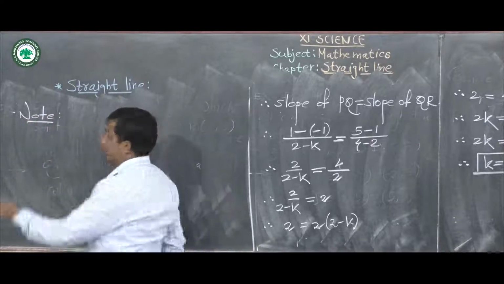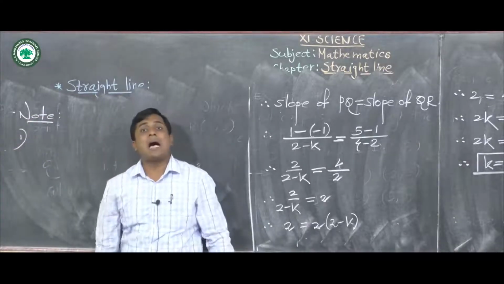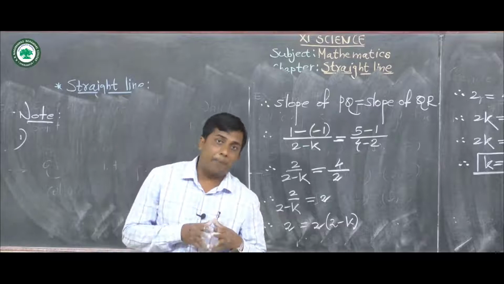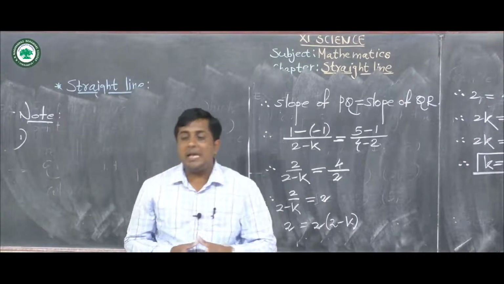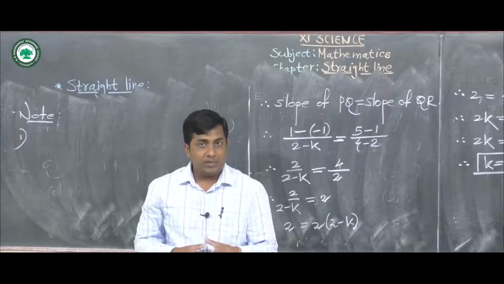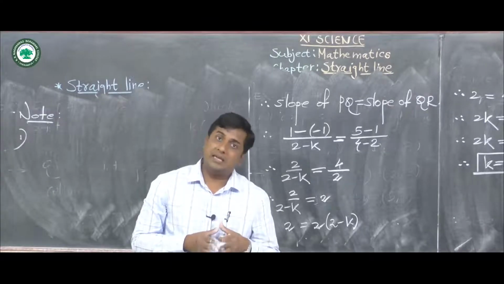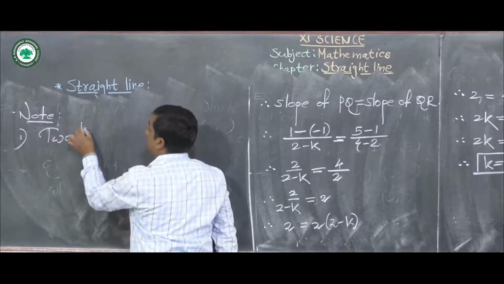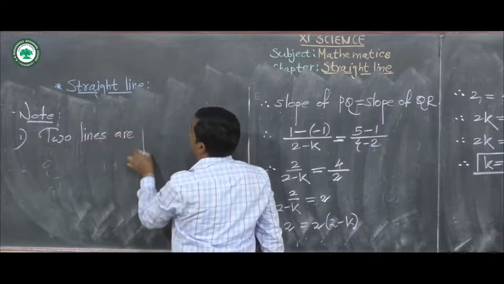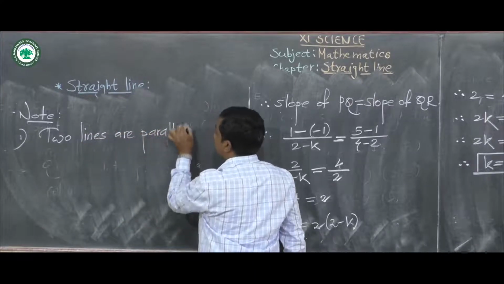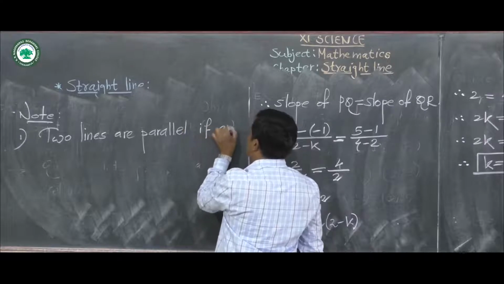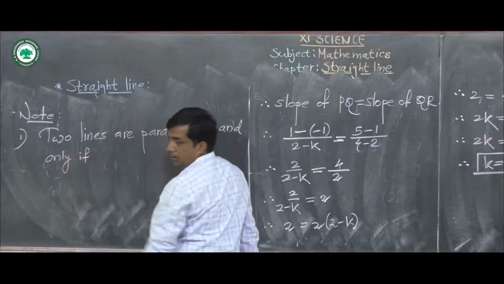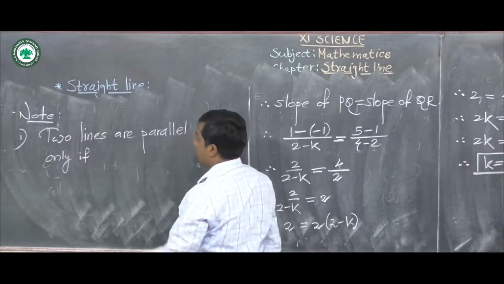In the first note, two lines are parallel if and only if they have the same slope. Remember, if two lines are parallel, then their slopes are equal.